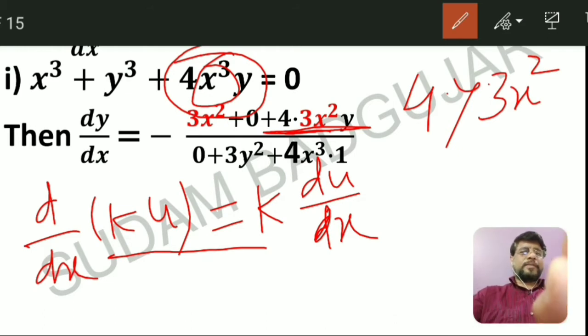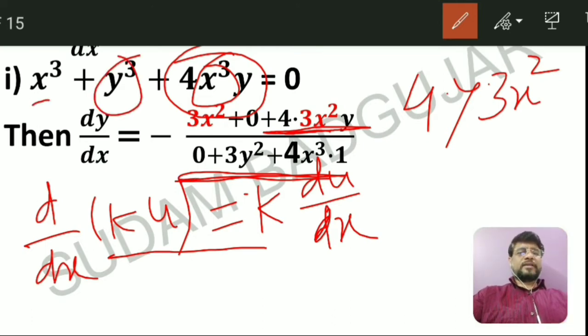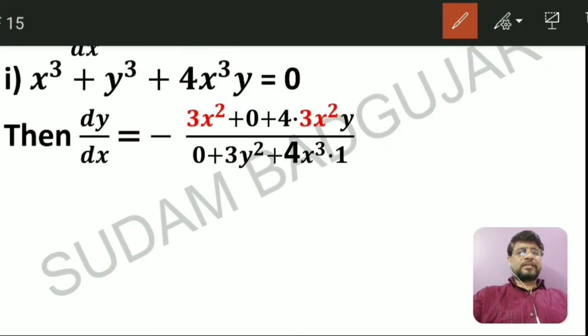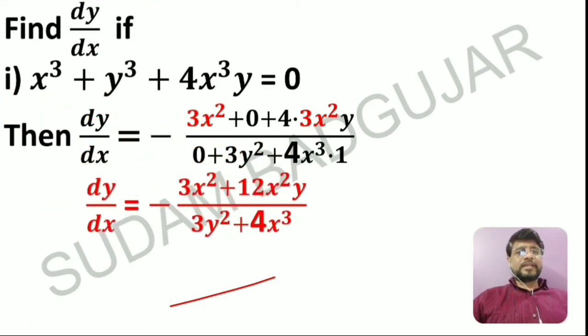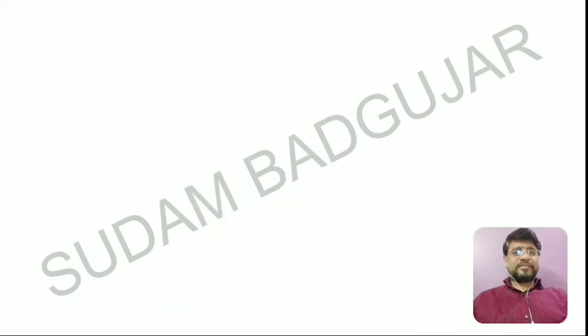Similarly in the denominator, the derivative of x cube is 0, plus the derivative of y cube is 3y square, plus the derivative of 4x cube y: 4 is constant as it is, x cube is constant, and the derivative of y is 1. So the final answer is dy/dx = minus (3x square plus 12x square y) upon (3y square plus 4x cube). That's it. It's really very simple.